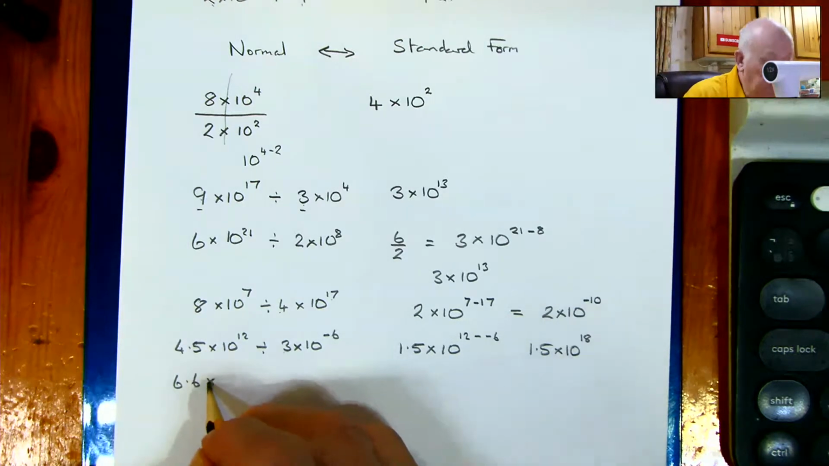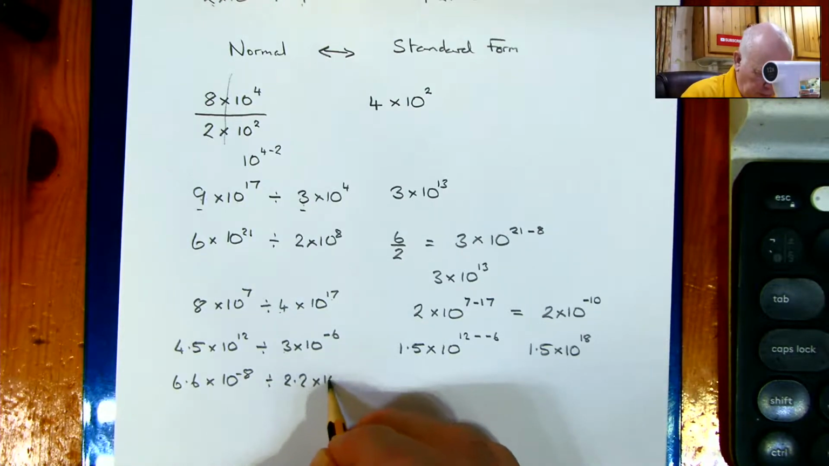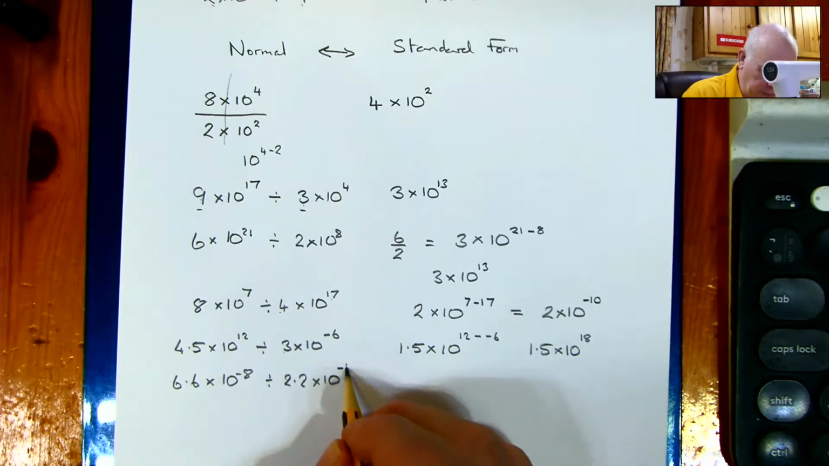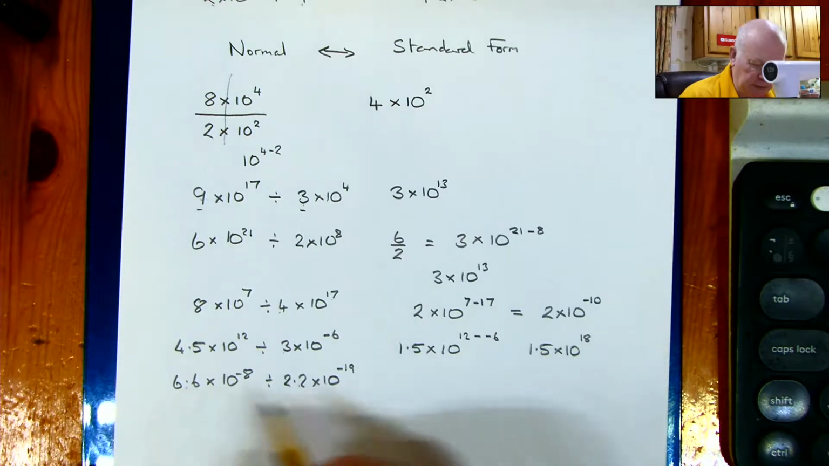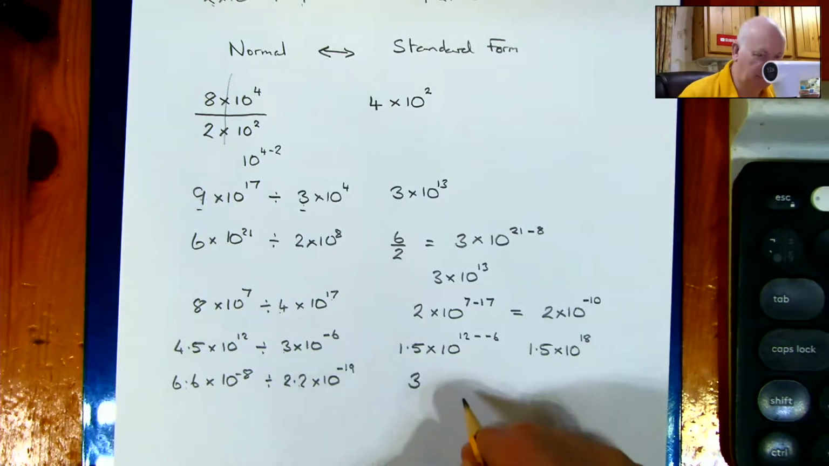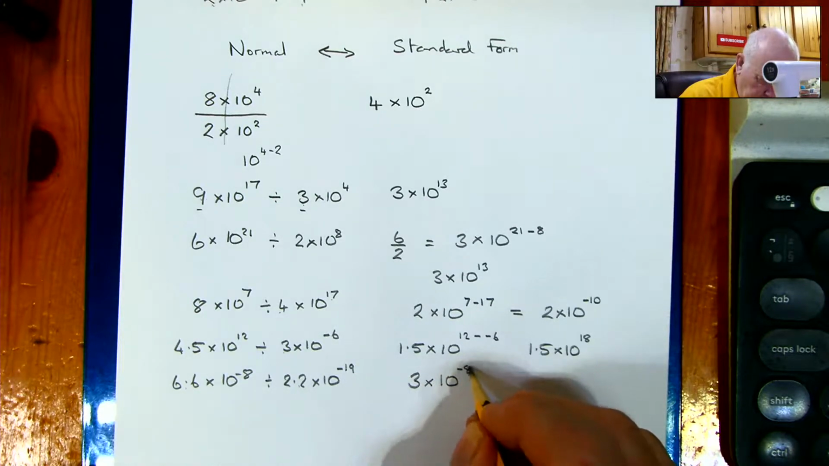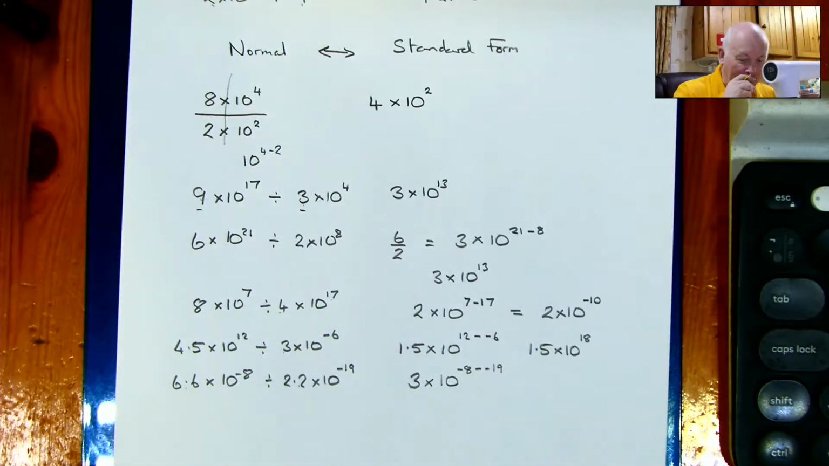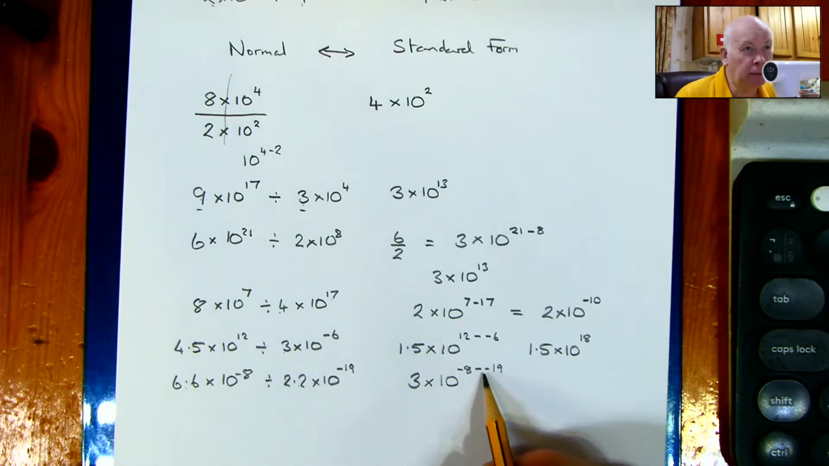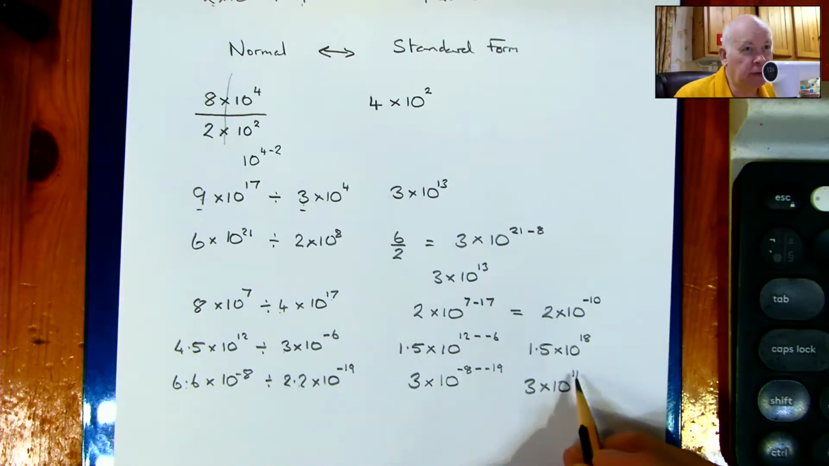Another one, 6.6 times 10 to the minus 8, and we're going to divide that by 2.2 times 10 to the, well, let's go for something rash, minus 19. 2.2 into 6.6 is going to go 3 times. I make my sums easy to help me. Times 10 to the minus 8 minus minus 19. So minus 8 plus 19 is going to give me 3 times 10 to the 11.